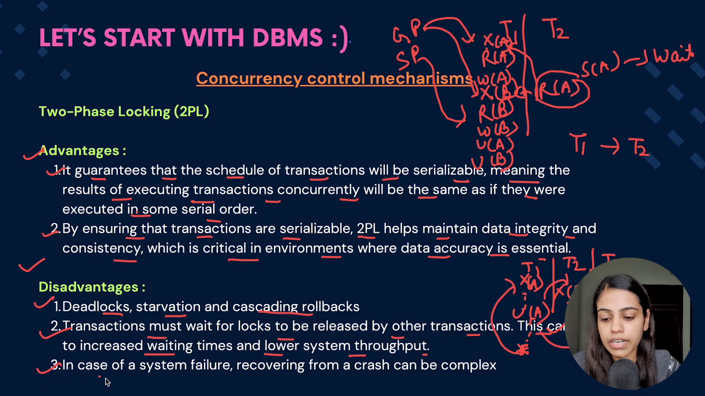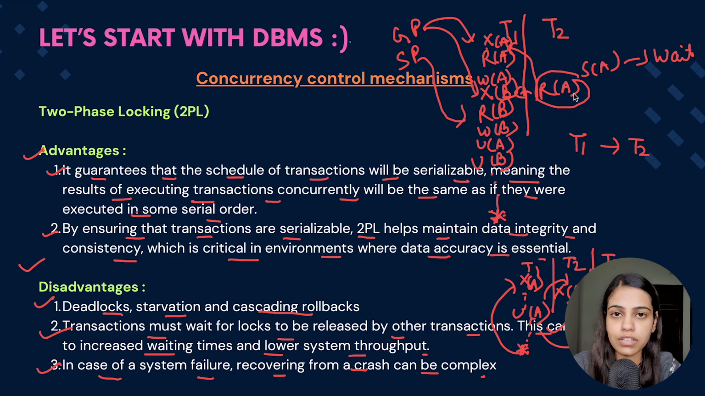Now coming to the third one, in case of a system failure, recovering from a crash can be complex. Consider that if at some point this particular transaction failed and this particular transaction was dependent on some of the values present in this transaction, we can't go ahead and roll back the committed changes which we have done as part of other transactions.